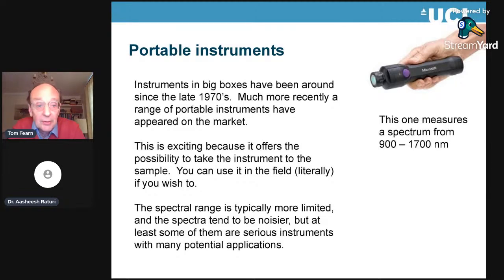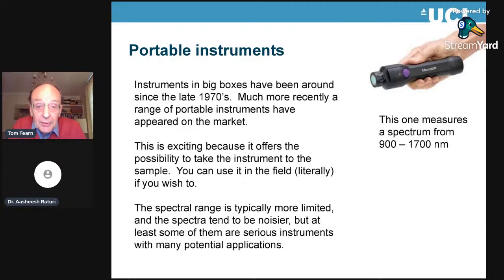And it's exciting because it means you don't have to take the sample into the lab anymore. You can take the lab to the sample. You can take the instrument to the sample. And you can literally use it in the field. You can use it in a field to measure crops.